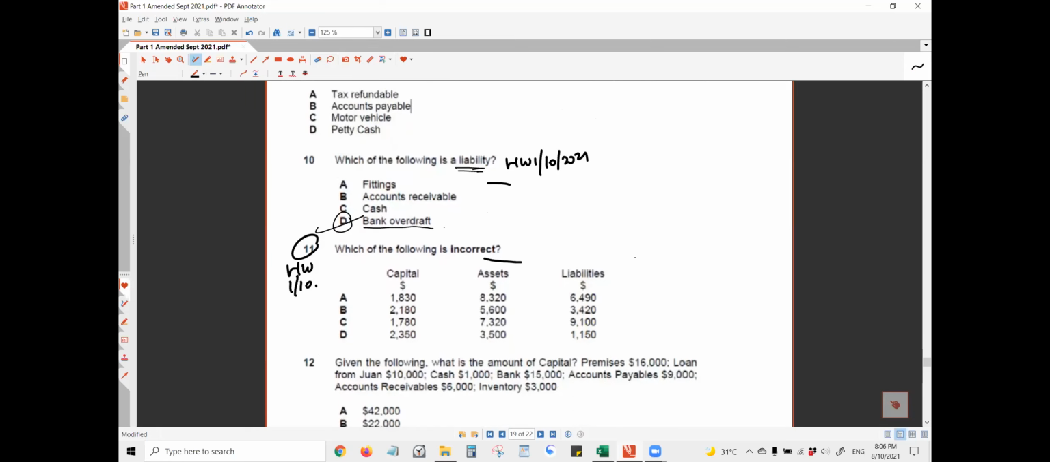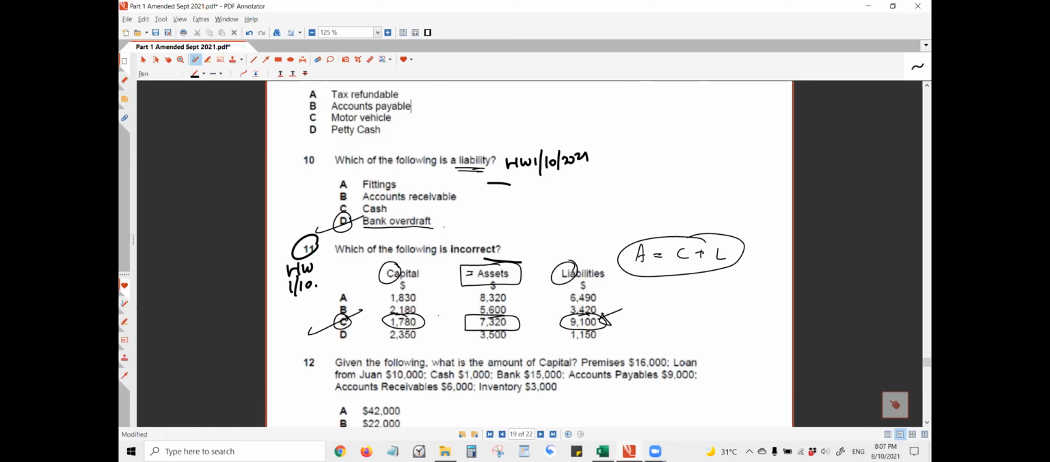Number 11, this is easy. Just be careful with the calculation when you press the calculator. So like doing simple math here. See which one is wrong. You take the C plus the L, ensure that you get the same figure as the one in the middle column. The C is wrong because if you take 1780 plus 9100, for sure you cannot get the amount that is in the middle. Agree? Because liability, you already have 9,000 here. You plus it with the 1780, for sure it is much greater than the 7,320 here. That's why the answer is C. Looking for the wrong one.